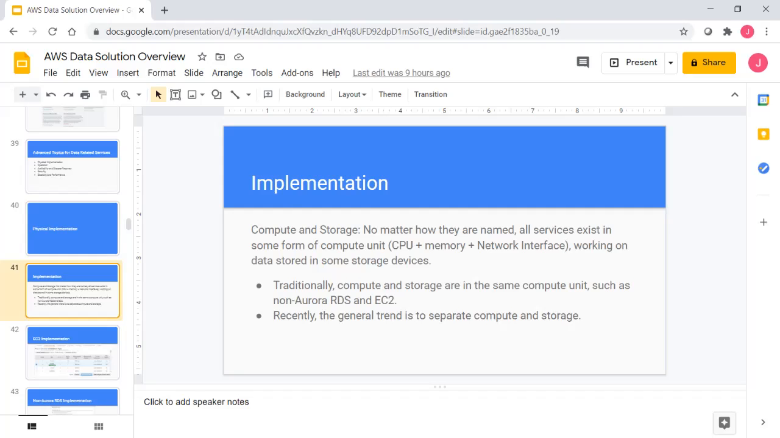Traditionally, compute and storage are designed in the same compute unit, such as your home PC, such as an EC2 instance, such as a non-Aurora RDS. When you design them, when you provision them, you will define the compute, then you will define the storage together to form an instance. A recent trend is to separate compute from storage. So you will have a compute component, you will have a storage component. They are separated from each other. And we will explain this very soon.